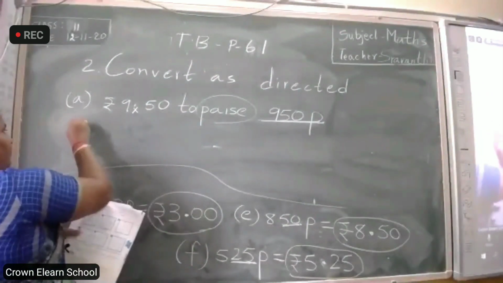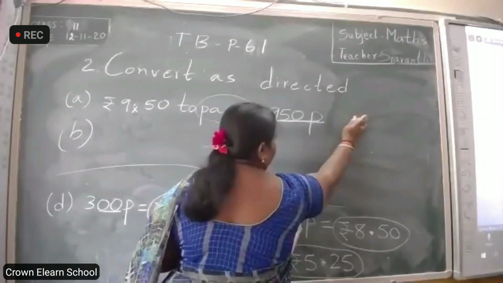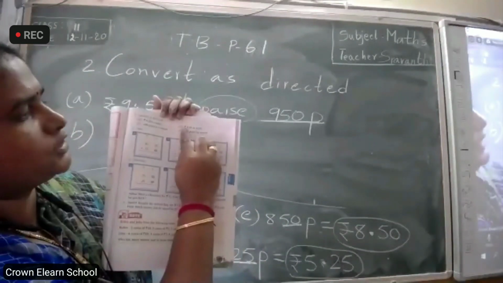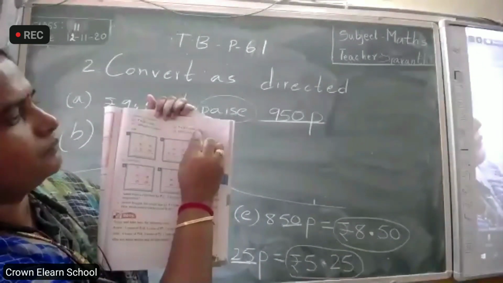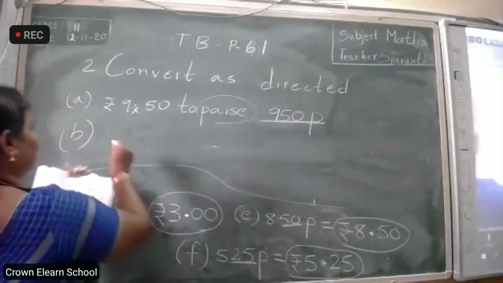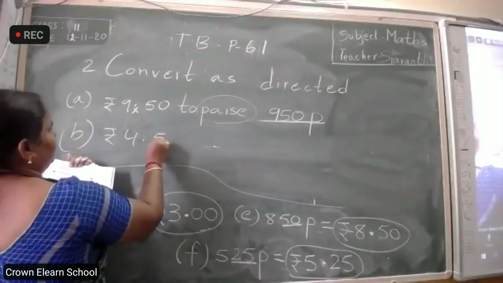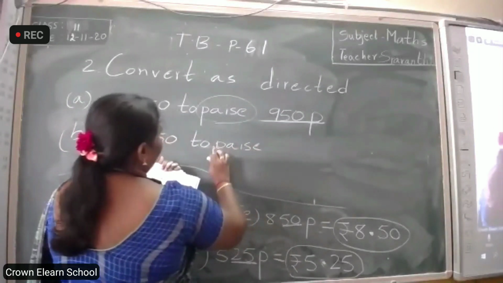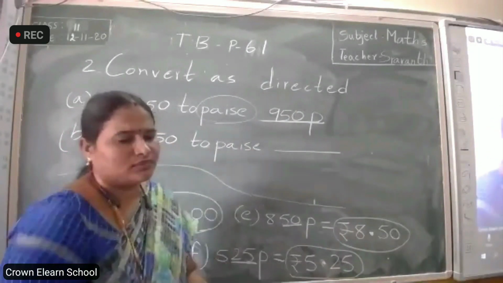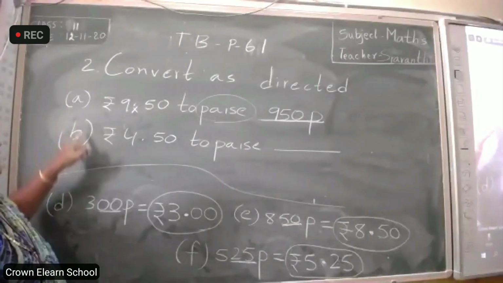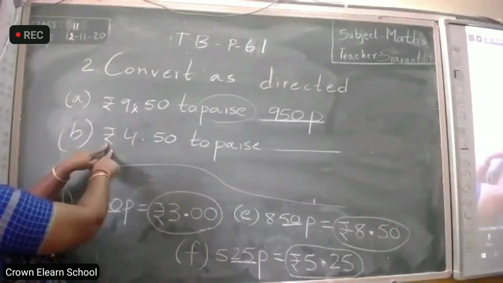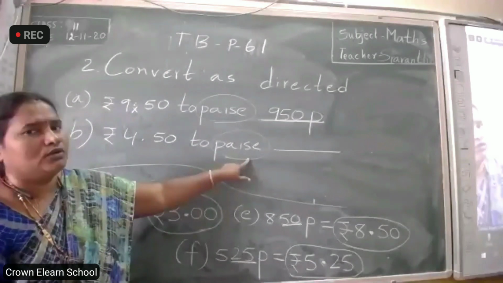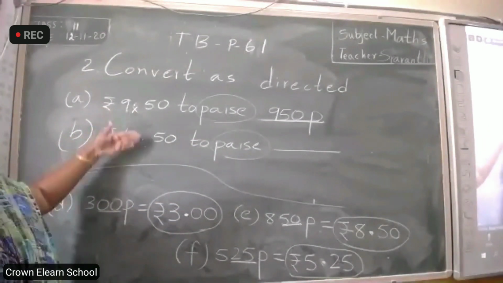Now B. I don't have place to write here, so I am writing down. But you see the sum, what is given? B is here only in the textbook. So draw the line for answer. ₹4.52. Here the given instruction is same as sum A. Here also rupees. We have to convert into paise. So do the same here.